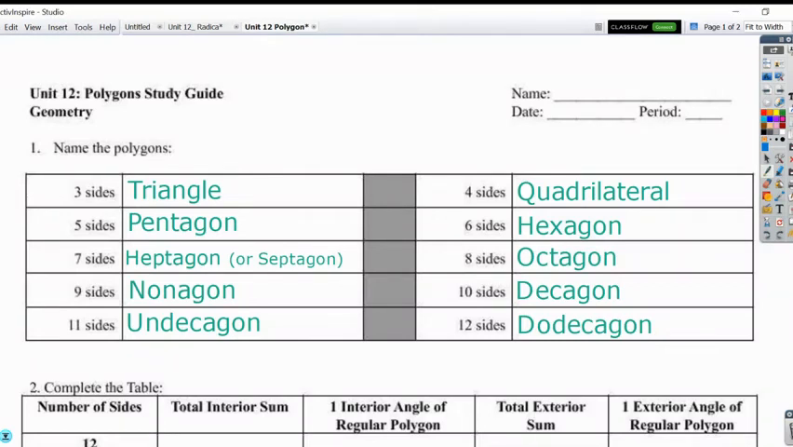Good day! We're going to go over our Polygon study guide as part of our preparation for the Unit 12 summative. To begin, we have to make sure that we know the names for all of the polygons from 3 sides up to 12 sides.